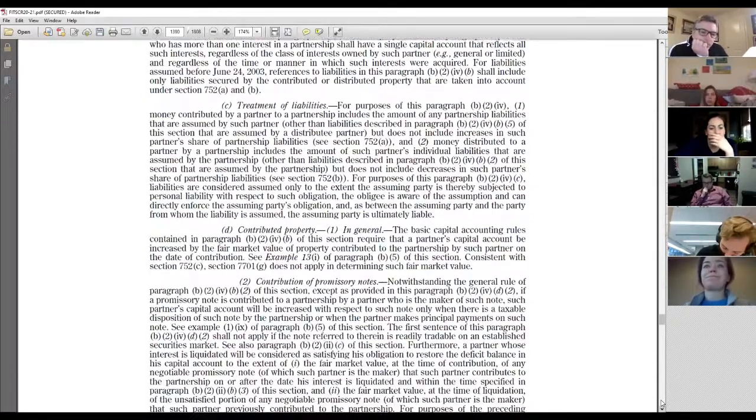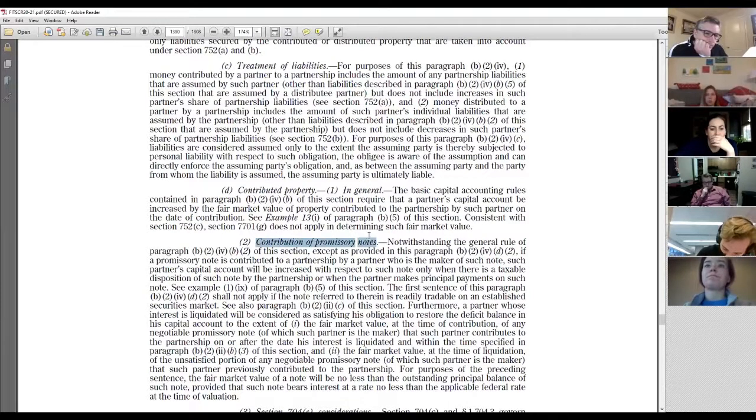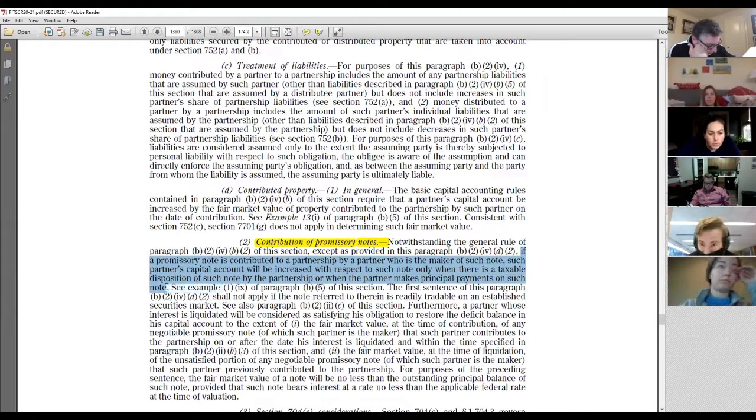But down below in D2, there's this rule that says generally the promissory note contributed to a partnership by a partner who is the maker of such note, such partner's capital account is increased only when there is a taxable disposition of the note or when the partner makes principal payments on such note. So that means you ignore the promissory note. The partnership just has a promissory note. The contributing partner's capital account will be increased generally when the partner starts to make principal payments on the note, when he satisfies the note. So the promissory note is treated for capital account purposes like a delayed capital contribution. We'll treat it as a capital contribution when payments are made on the note.